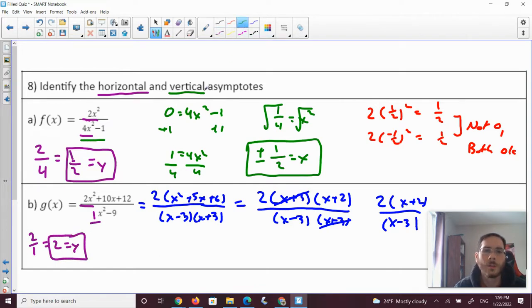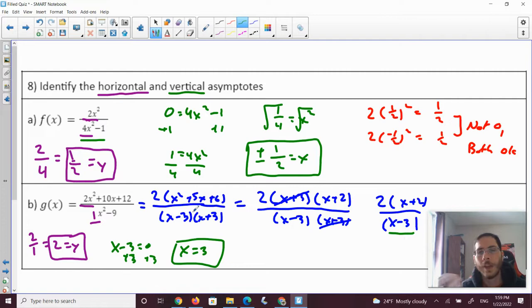For the vertical asymptotes, again, since I did this factoring pre-work, I get to work over here. I get to just say x minus 3 equals 0, add 3 to both sides, and just say x equals 3. And I'm done. I don't have to check it.